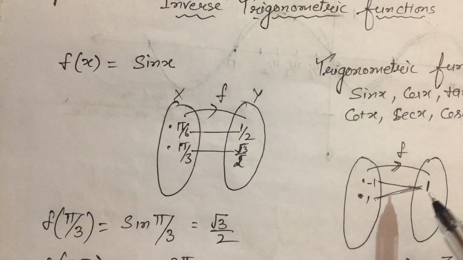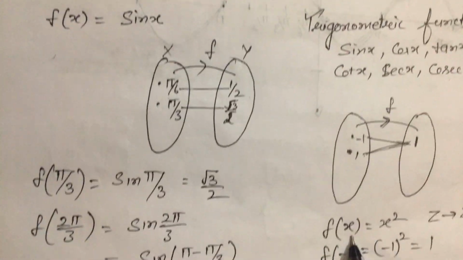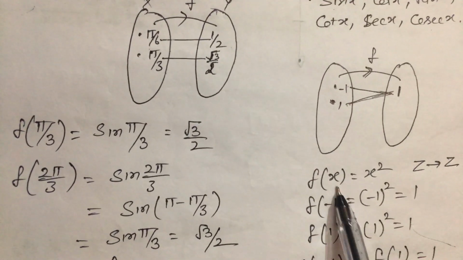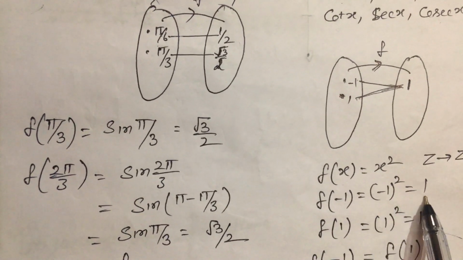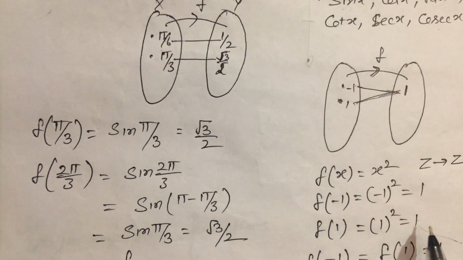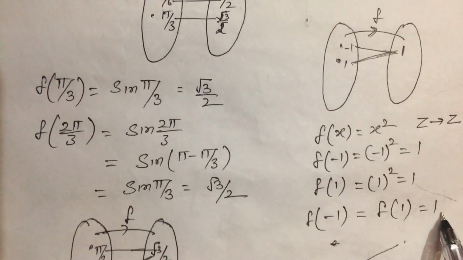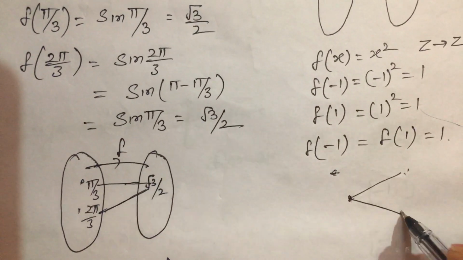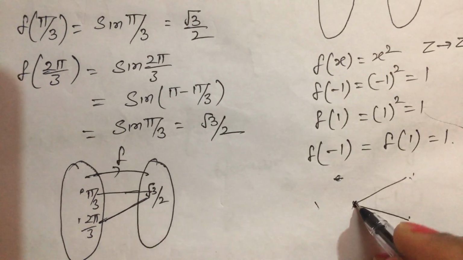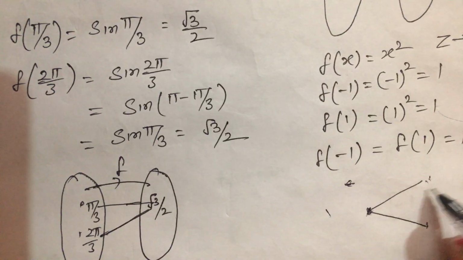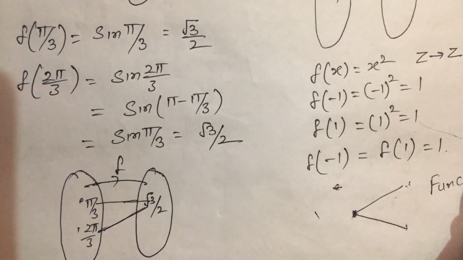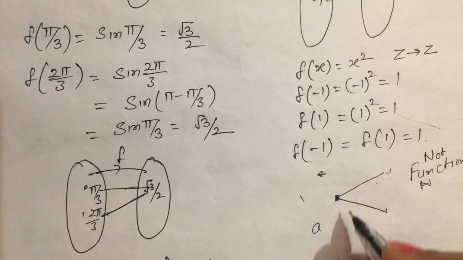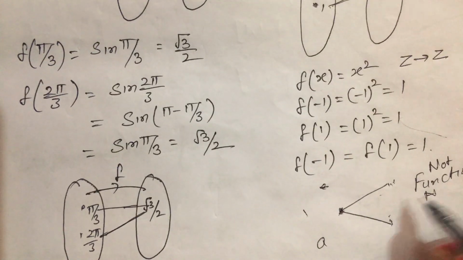I am taking one more example. Suppose f(x) is equal to x square, from Z to Z, means integers to integers. If I take x as minus 1, that will be (minus 1) square, 1. If I take x as 1, that is 1 also. So here two elements of domain have one image, then this is also a function. But if one element of domain has two images, that is not a function. This is a relation, not a function. If a domain element has two images, then this is not a function.